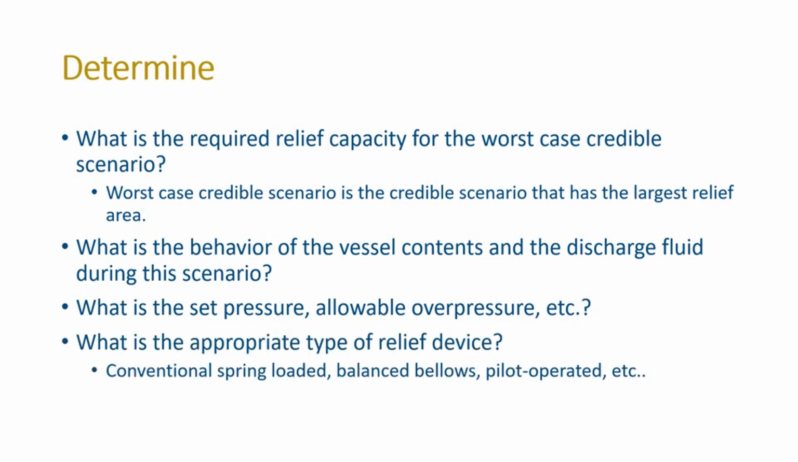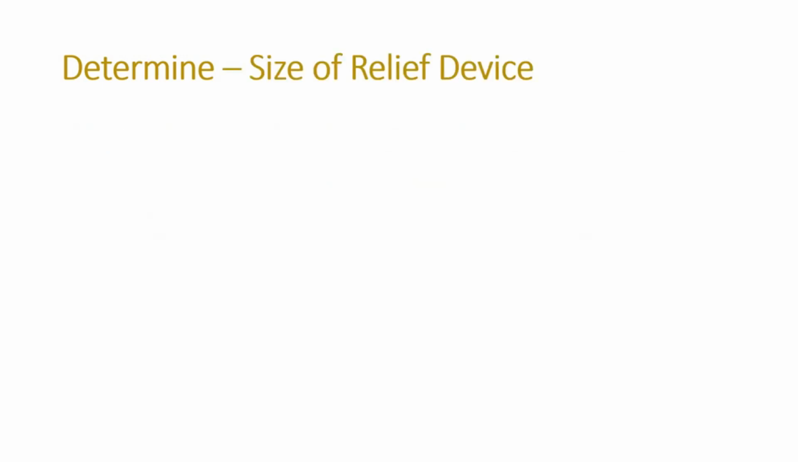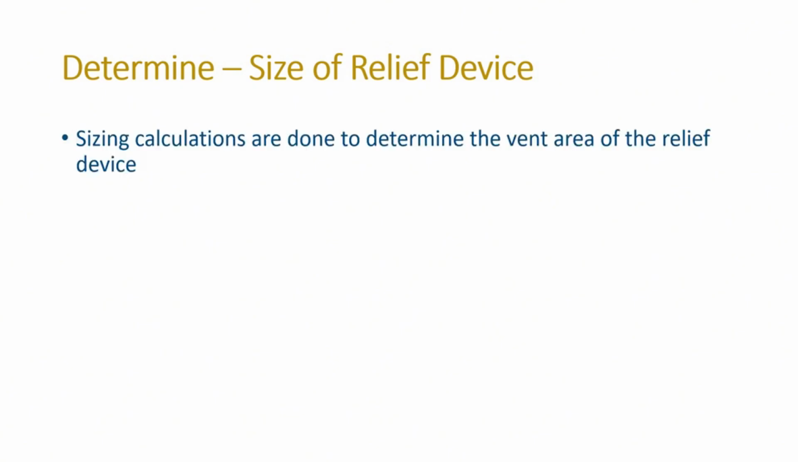And you want to determine what the appropriate type of relief device is for this application. So would that be a conventional spring-loaded device, balanced bellows, piston-type, pilot-operated, rupture disc, etc.? On the previous slide, we said that the worst case credible scenario is the scenario that has the largest relief area. So let's talk a little bit about sizing relief devices.